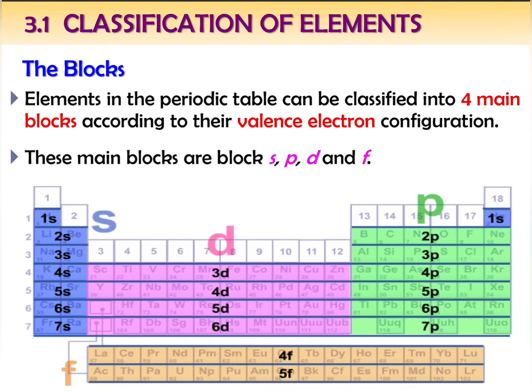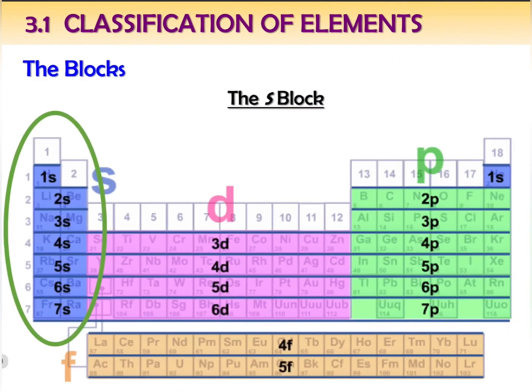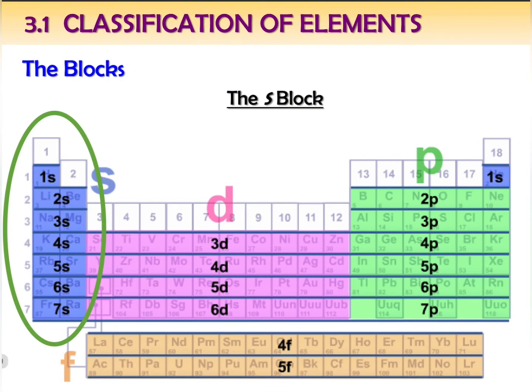Okay, so block kita ada S, P, D, and also F block. Okay, so elements in periodic table can be classified into 4 main blocks according to their valence electronic configuration. Okay, so let's have a look at the S block.